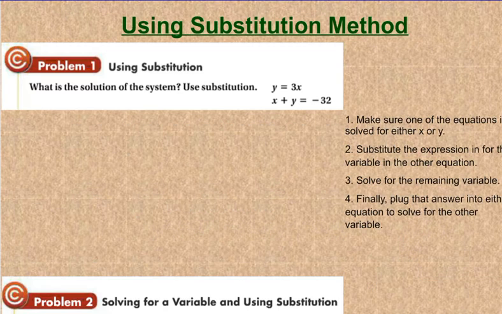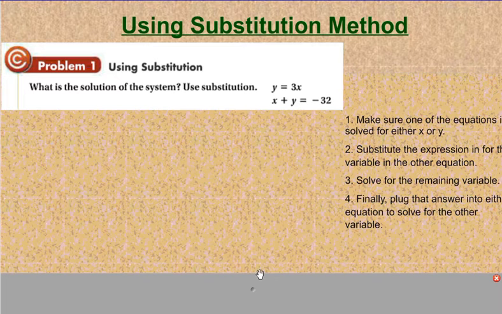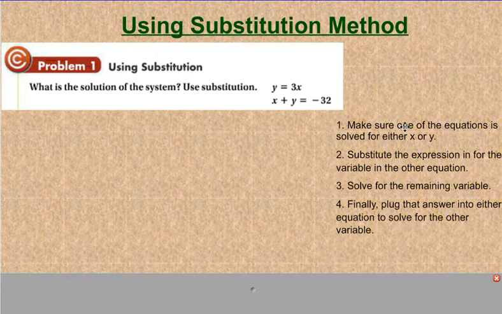Here is an example of the substitution method. It says, what is the solution of the system? It'll end up being an ordered pair, with an x and a y. Use substitution. So let's use it. First step, make sure that one of the equations is solved for either x or y. And it looks like that's already done. We have that one solved for y.